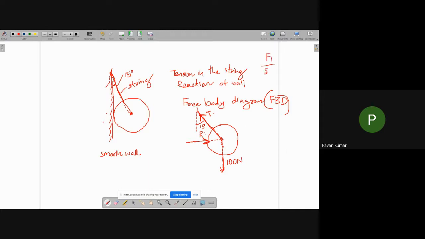F1 by sine alpha equal to F2 by sine beta equal to F3 by sine gamma. Okay. So this is Lami's theorem. Now to solve using Lami's theorem, I will draw it so it will be easy for you. So there is a force W of 100 going like this.